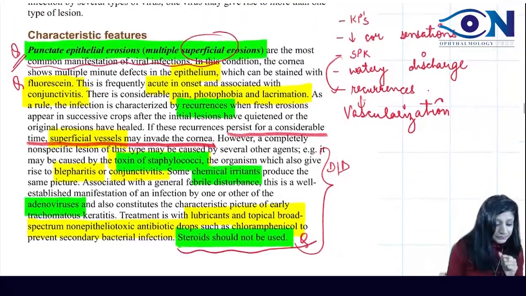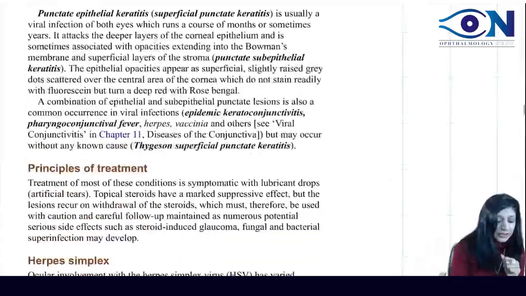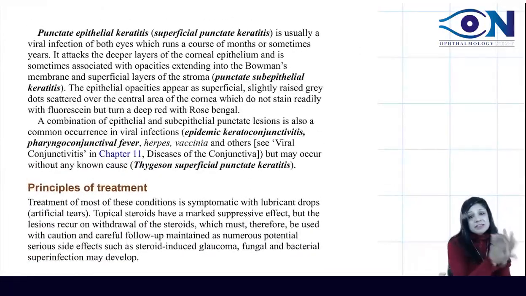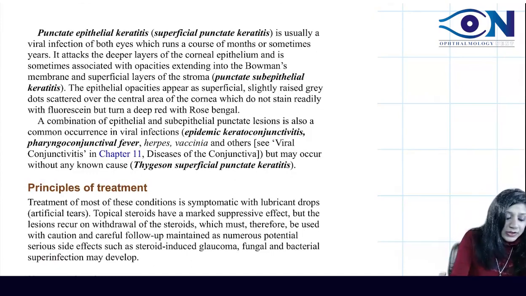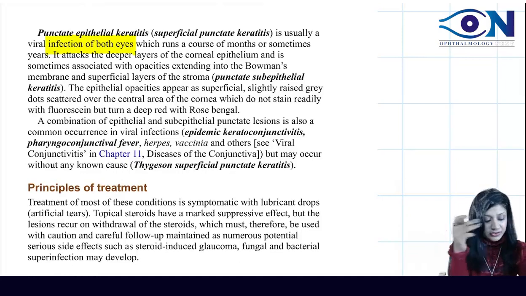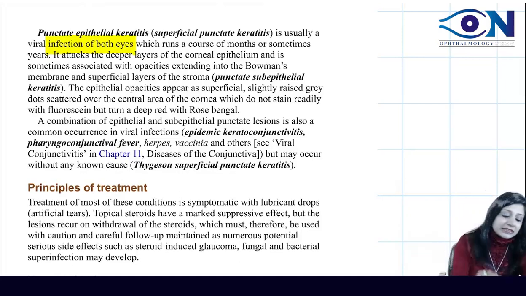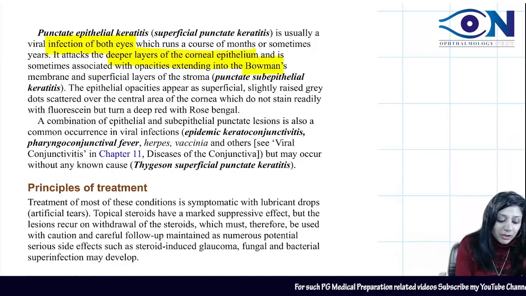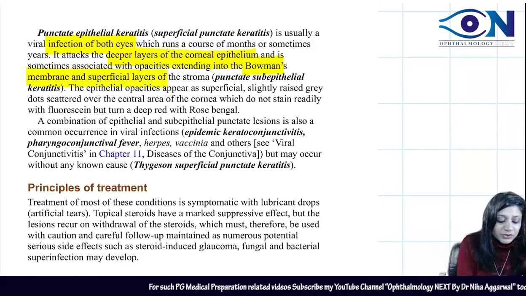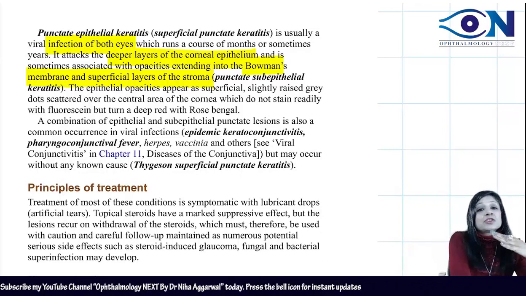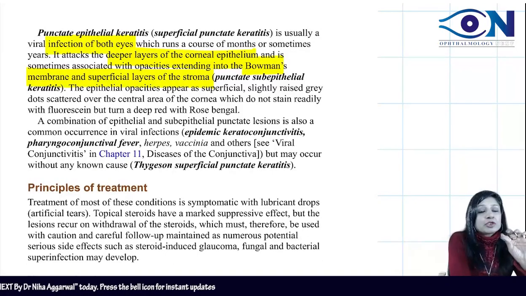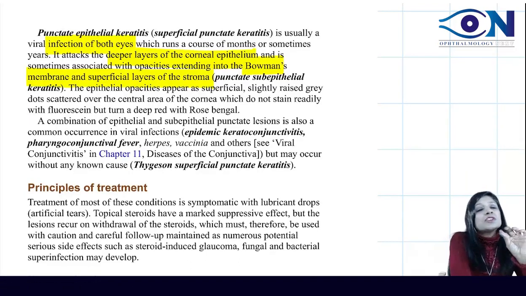Now, if I talk about the punctate epithelial keratitis, so specifically now we are coming to superficial punctate keratitis. It is usually a viral infection of both the eyes, which runs a course of the months or sometimes even years. And this can go into the deeper layers of the corneal epithelium. It may go into the Bowman's membrane and even the superficial layers of the stroma. So this superficial punctate keratitis is not just limited to epithelium.